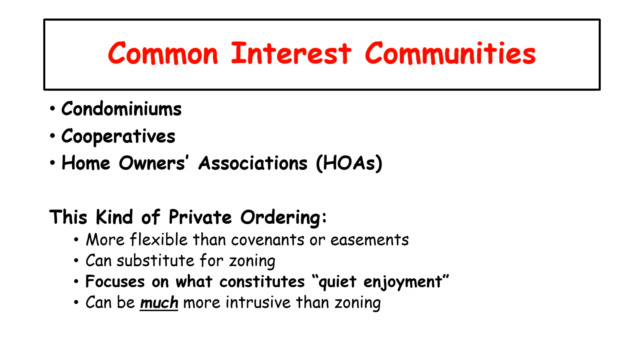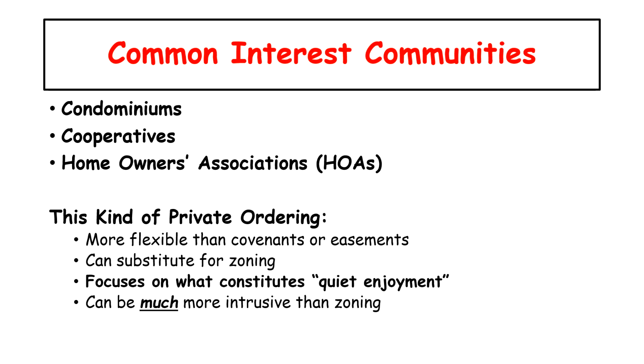There are three basic types of common interest communities. There are condominiums, there are cooperatives, and then there are communities with a homeowners association that are neither condominium or cooperative. And we will talk about all three in turn. And this kind of private land use control is probably the most flexible in terms of how it controls uses of land.